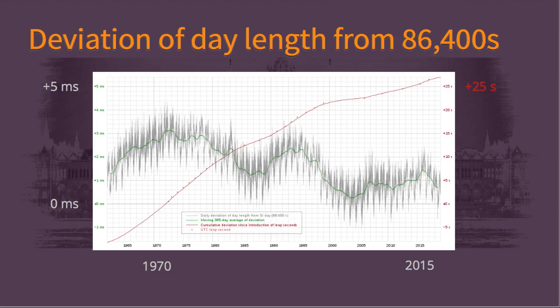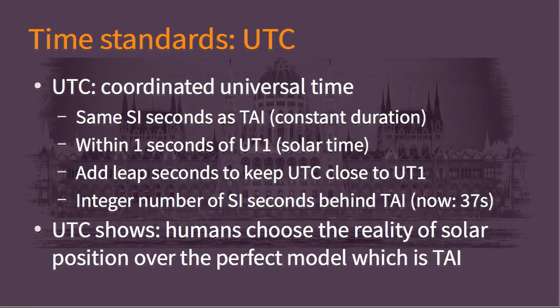And the green line is a 365-day moving average. The diagonal red line is the cumulative deviation, and the dots, which are a little bit hard to see on this chart, are where that deviation was corrected by using leap seconds. And we're going to talk about leap seconds in a little bit. And note that this is a chart covering about 45 years of time.